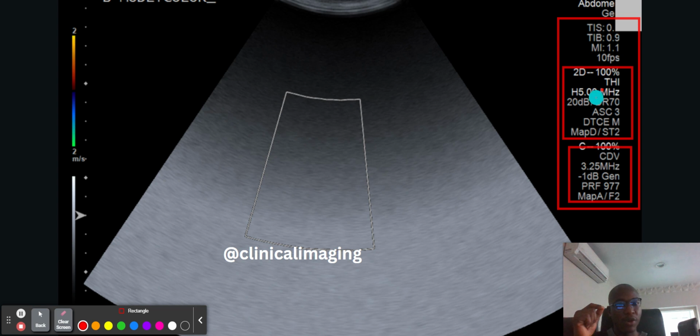So, if you also noticed, there is no tissue harmonic imaging here, but there is here. So, output gain is 100% here and is also 100% here.